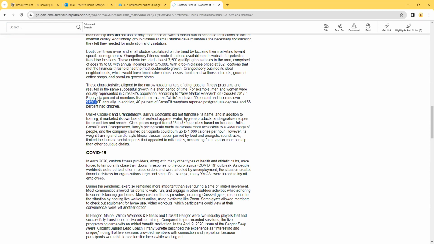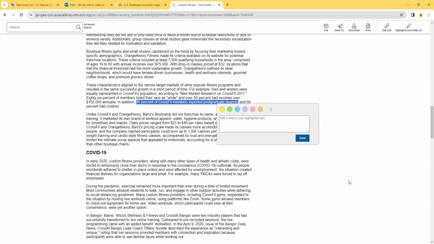50% of them have incomes over $150,000 annually. Also, this is a pretty good Highlands Ranch thing. That seems to be a more affluent neighborhood in the Denver metro area. Also, 40% report postgraduate degrees. So these are very well-educated clientele, and you want to think about that. We have people who have postgraduate degrees.